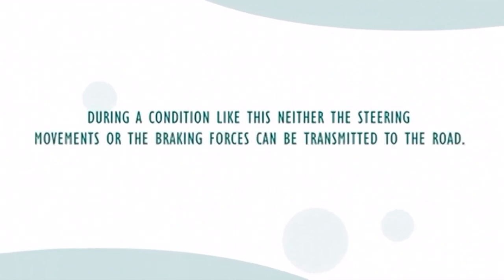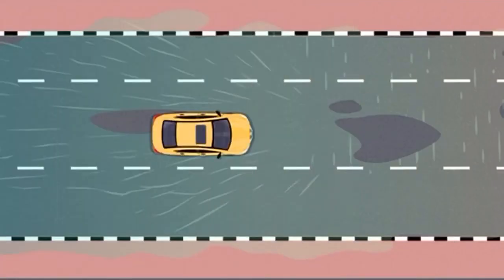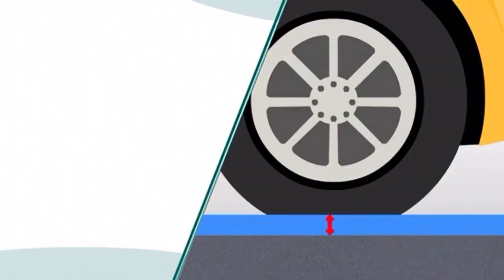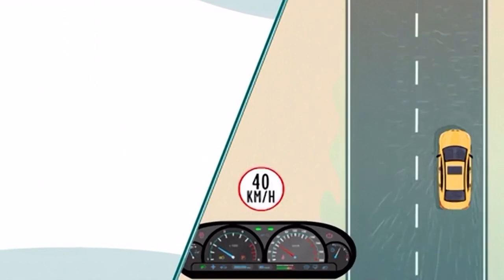During a condition like this, neither the steering movements nor the braking forces can be transmitted to the road. If multiple tires aquaplane, the vehicle may lose directional control and slide until it either collides with an obstacle or slows enough that one or more tires contact the road again and traction is regained. The factors that increase the likelihood of aquaplaning are vehicle speed, depth of water on the road, tread pattern and depth, and tire pressure.